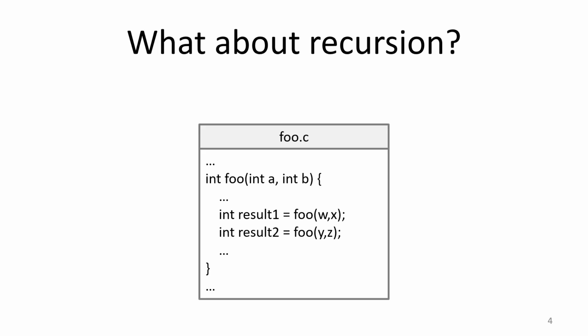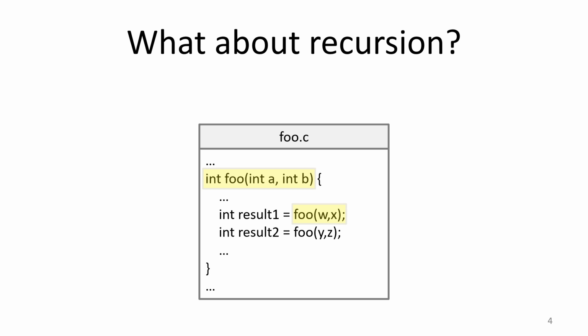A difficult case arises, though, when procedures contain recursive calls. We can't substitute a summary in place of a recursive call because we could only do that if we already had the summary for the procedure that we're in the middle of trying to summarize.